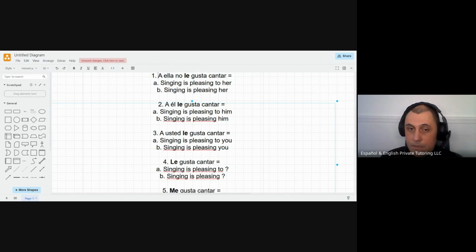On page 156, the book says, to clarify the ambiguity of le, for example, the sentence must begin with a prepositional phrase that clarifies the meaning of the indirect object pronoun le. It is correct. So when they say prepositional phrase, they are referring to this.